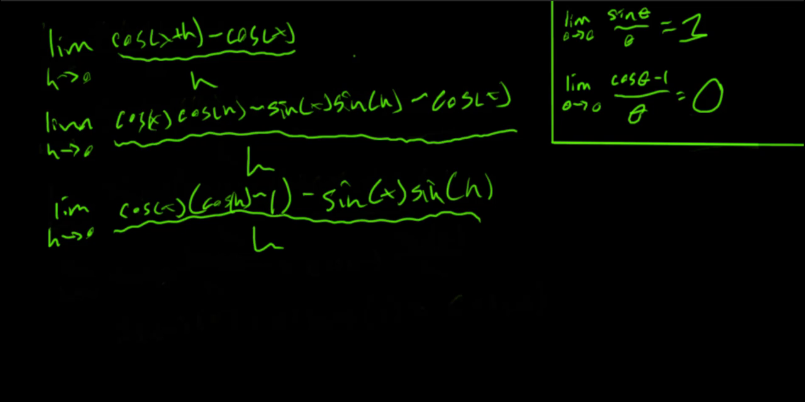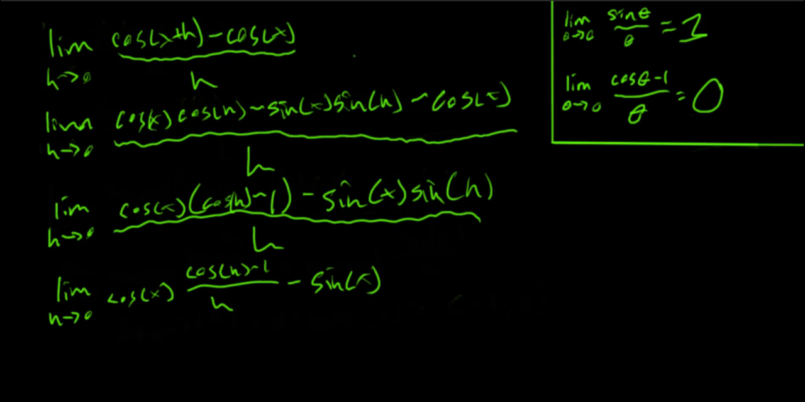And again, we're going to pull our cosine out in front of our x's, in front of our h's to make this a little clearer, because it's always nice to just see things clearly. So we got the cosine of x times cosine h minus 1 all over h, minus the sine of x times the sine of h over h.